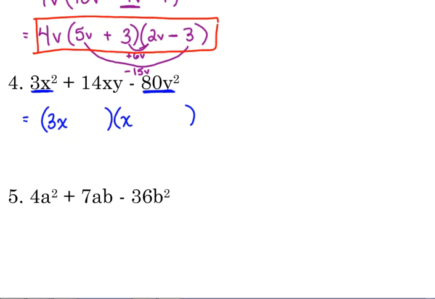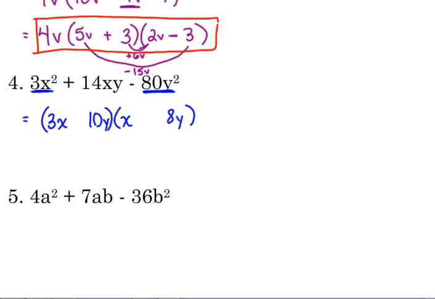Let's see here. How about 40 and 2? Probably not going to work for us, right? 40 and 2, because those are too far apart. We're not going to get 14. So how about 10 and 8? What if we put 10 here and 8 here, and we need a y with that because it was 80y squared. Each of them need a y. 10y times 8y is 80y squared.